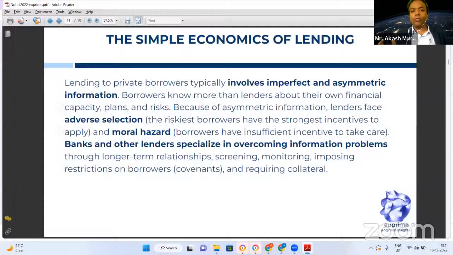invest whatever they want with that money, which is not the intent of the loan. So you have to have strong contracts, covenants, and requirements for collateral to ensure that the purpose for which the borrower borrowed money is aligned with the initial mandate for which the loan was given.